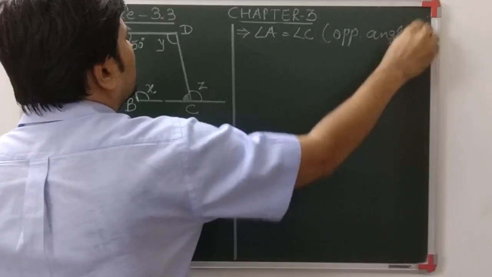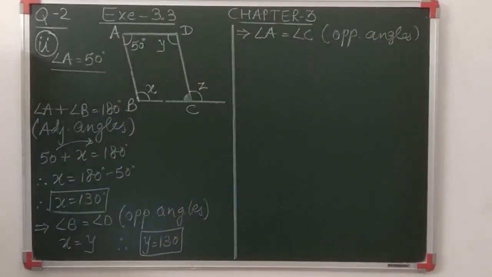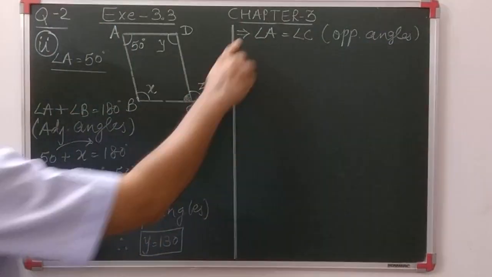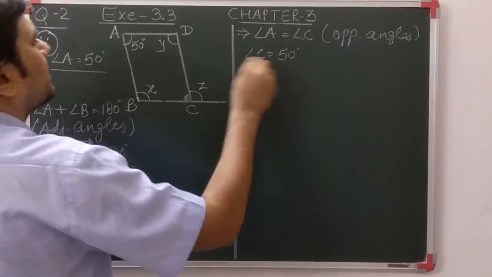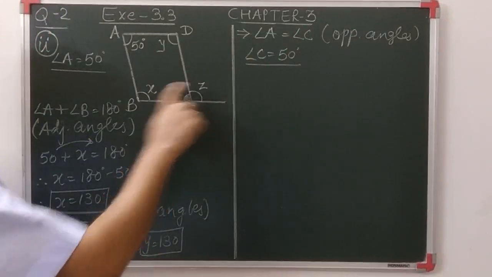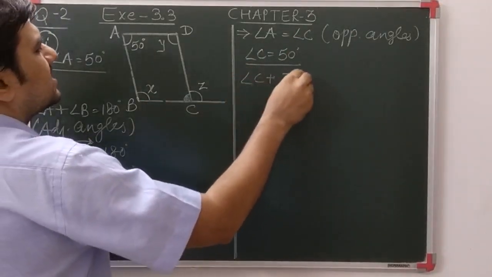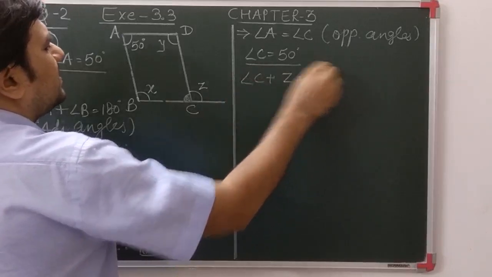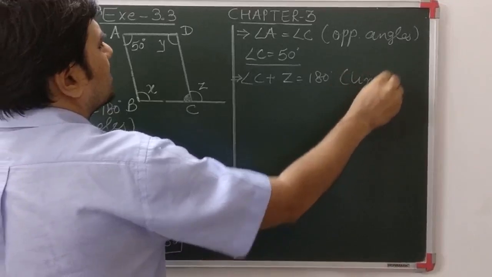Remember students, we should write the reason why these two angles are same. हमें ये reason लिखना जरूरी है, otherwise the teacher can cut the marks. So as A is 50, we can say angle C is also 50 degree. Now as we discussed earlier also that C is the interior and Z is the exterior angle. So we'll write C plus Z is equals to 180. We'll write the reason because they are forming linear pair.